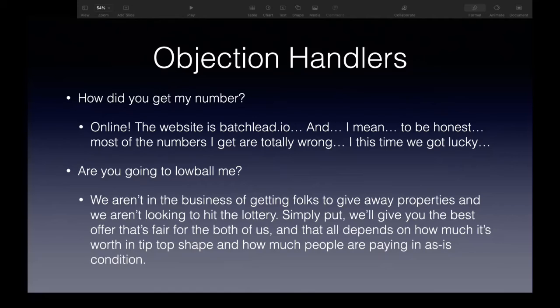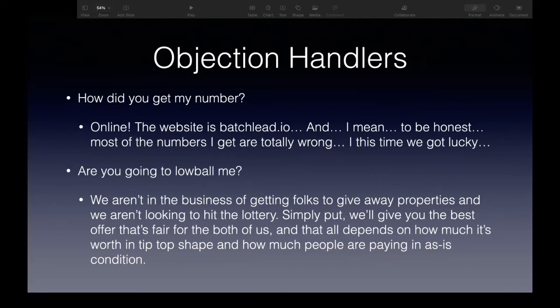A lot of times when I say that, they're like, oh, cool. They're not like, oh, you shouldn't call me, my number is not online, blah, blah, blah. But I love saying this because it works like 90% of the time. I got it from this website, batch leads, but to be honest, most of the time these people are giving me totally wrong numbers. But it's cool because I guess this time we got lucky. And then the other person, typically they're like, oh, okay, cool.